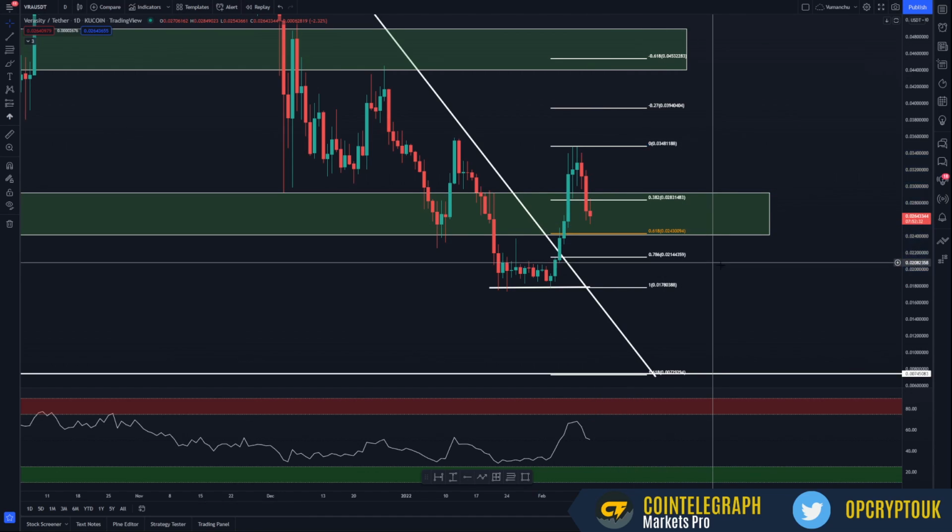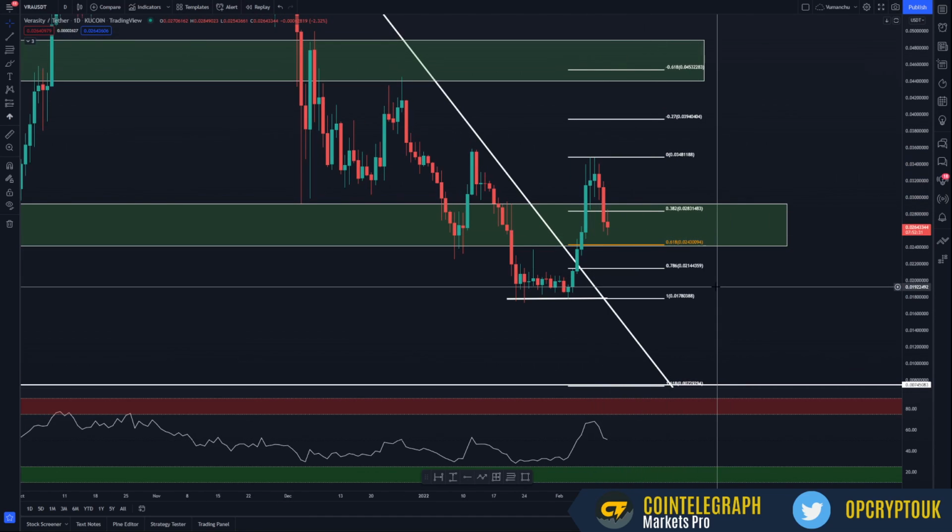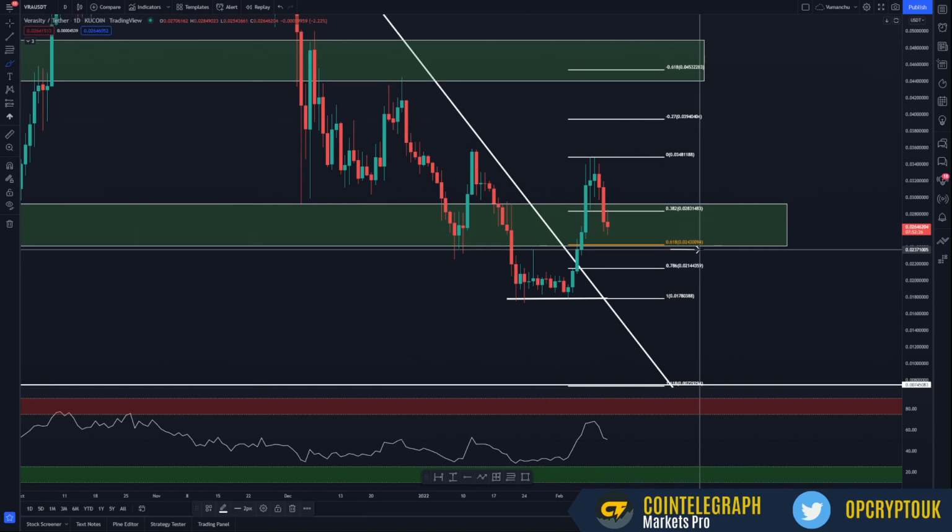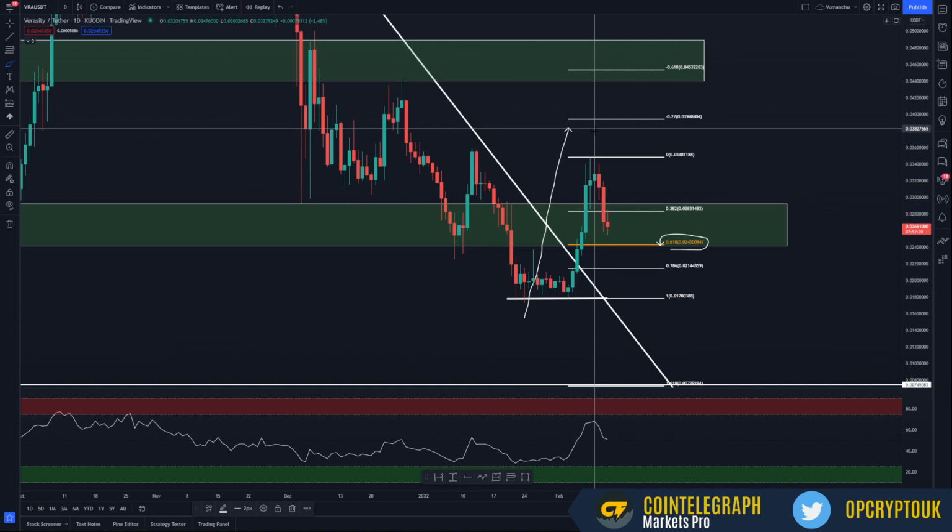0.0243. That's an area personally I would look to buy, because the golden ratio is also a great level to mark up and a great area to potentially look at if you're looking at a major move that's going to the upside and you're waiting for a retracement.